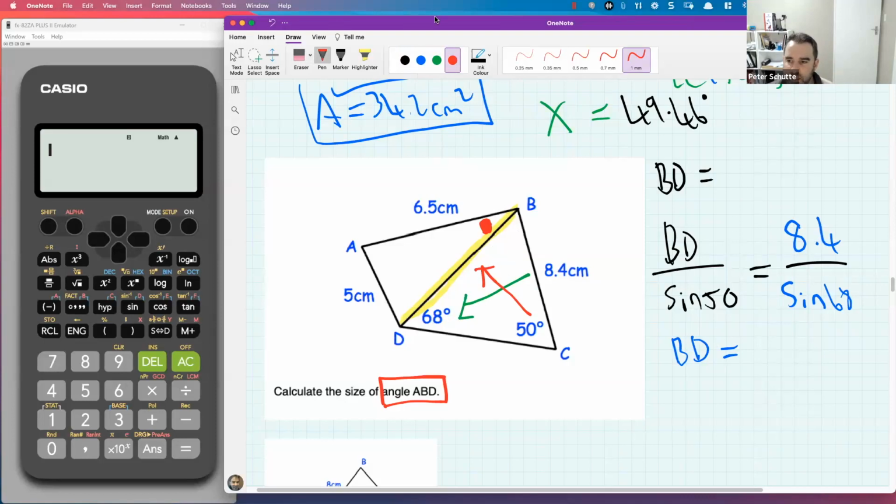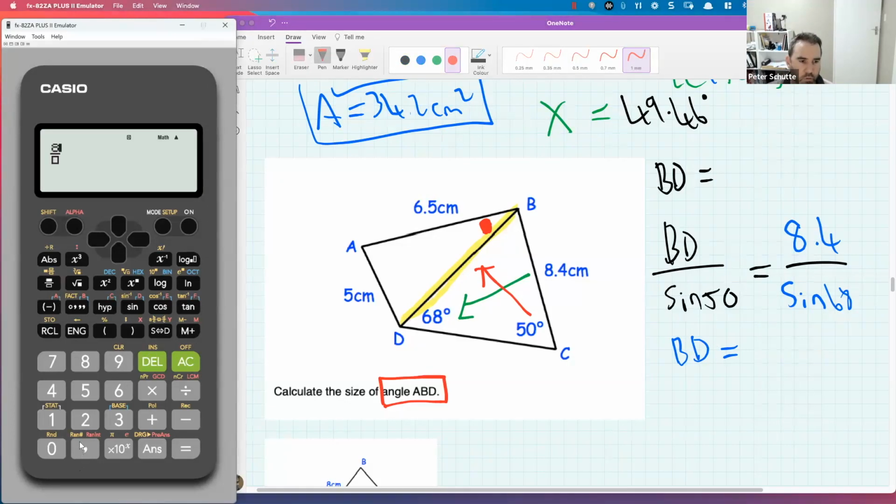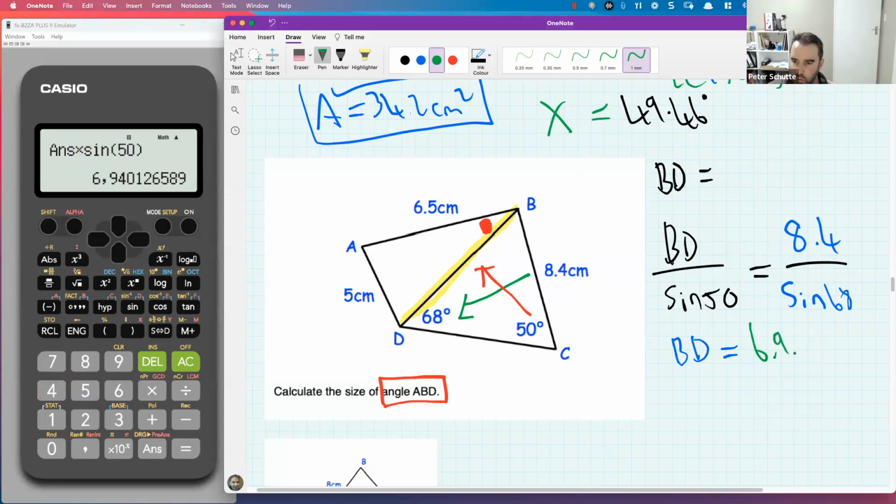So what do we get for BD? I can do it on my calculator. So we can go 8.4 divided by sine 68, but that's not going to be the answer, because we've still got the sine of 50 on that side. So we need to go times the sine of 50, and I get 6.94 centimeters.